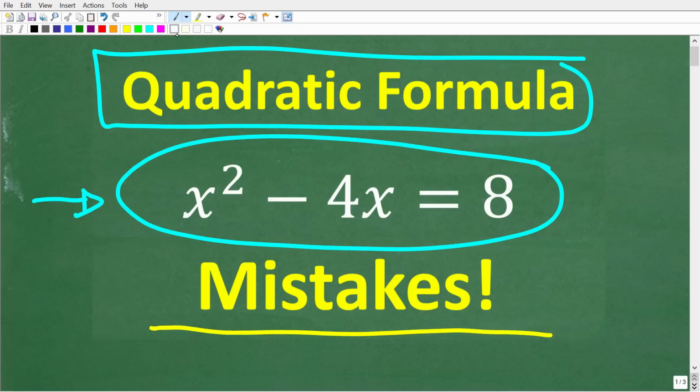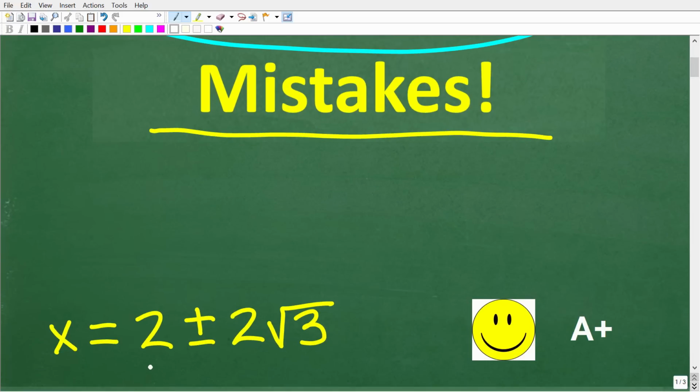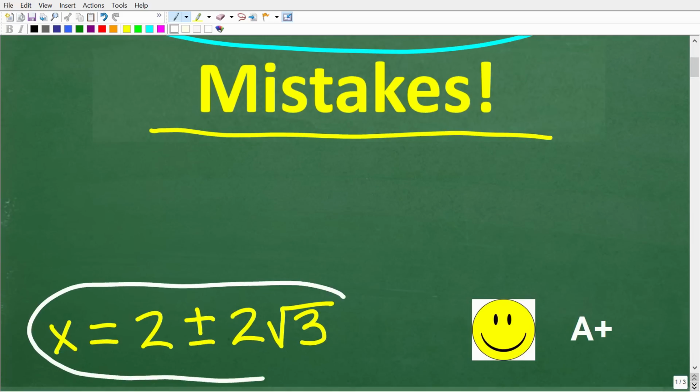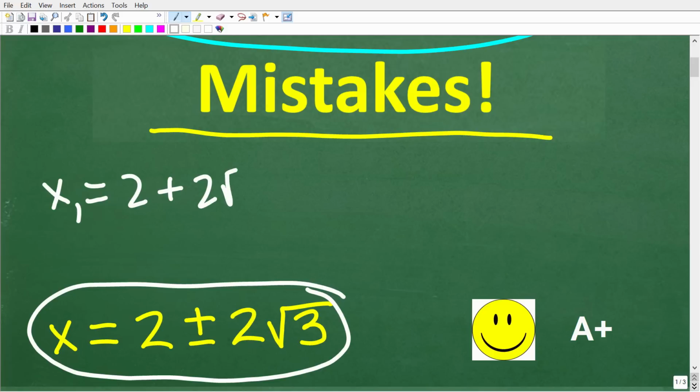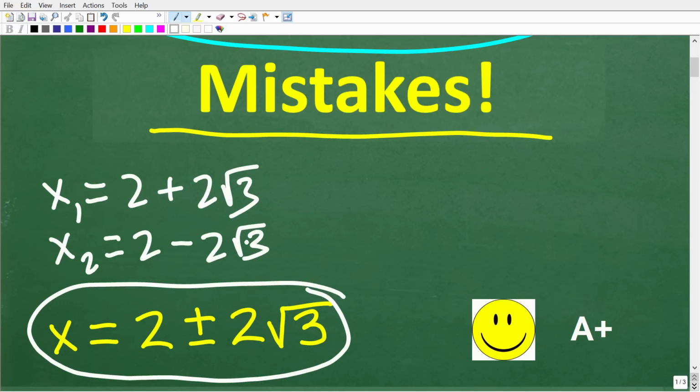All right, so let's take a look at the answer again. We have x squared minus 4x is equal to 8. The correct solution here is x is equal to 2 plus or minus 2 times the square root of 3. And there's actually two solutions here. So we have our first solution, which would be 2 plus 2 times the square root of 3. And our second solution would be 2 minus 2 times the square root of 3.